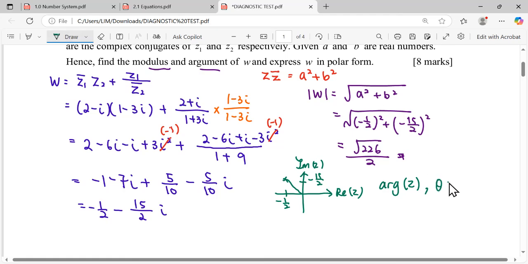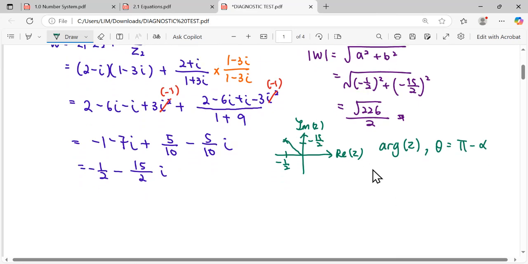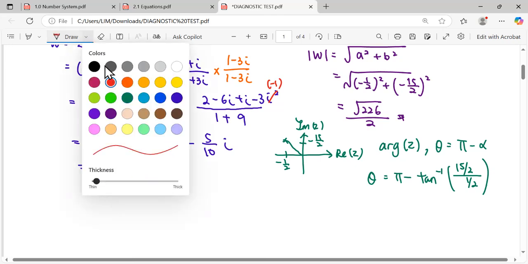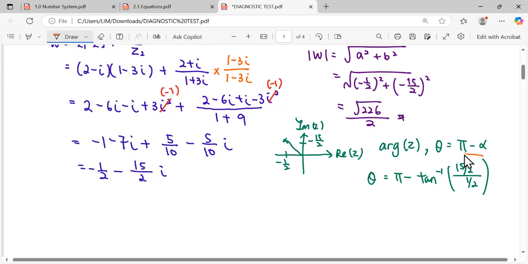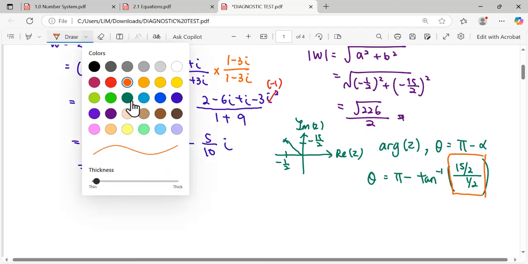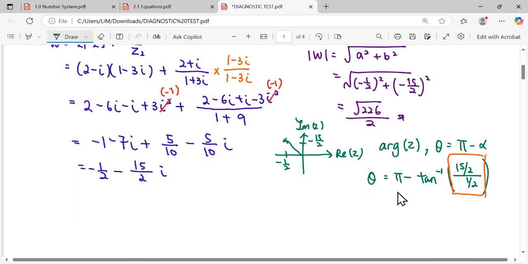Argument Z, theta is pi minus alpha. So here, theta will be pi minus alpha, where the alpha referring to is your basic angle, the inverse tangent, which is your B, square root of 15 over 2, A is 1 over 2. So this is the common mistake that students will easily get wrong, getting not correct.